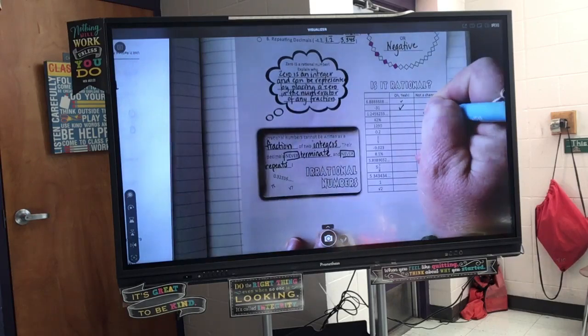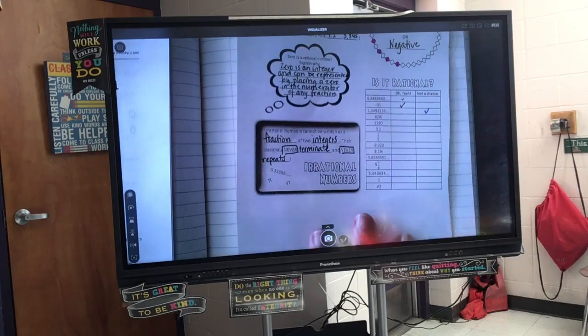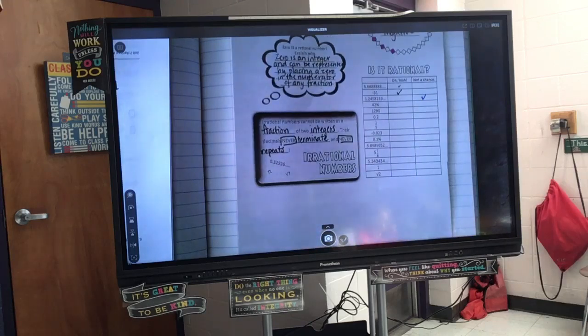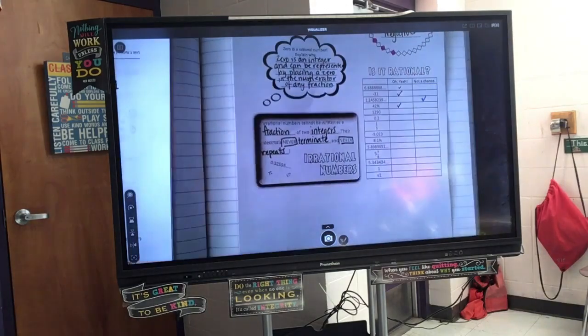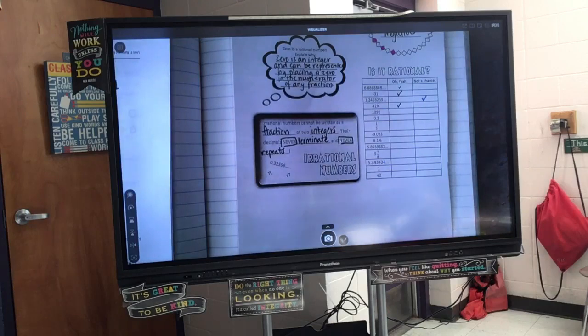Why is this not a rational number? Jonathan. Because it says repeating, but there's no specific pattern. If it has no pattern, like pi, that would be an irrational number. Good job. Alright, stand up if you said 42% is a rational number. Alright, 42% is a rational number. Have a seat. Stand up if you said 1,290 is a rational number.